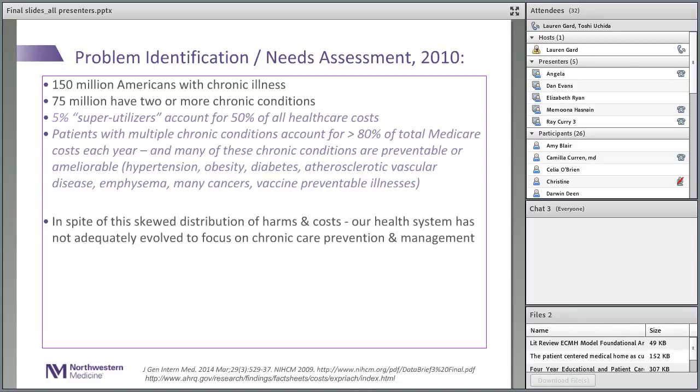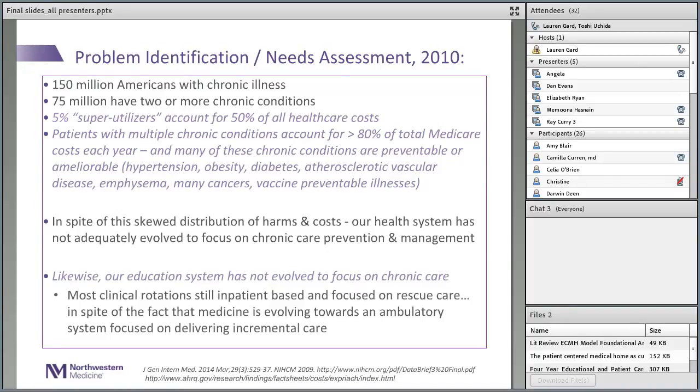And in spite of this incredibly skewed distribution of medical resources towards chronic care, certainly our care delivery system has yet to completely catch up with this, and medical education-wise, I would argue we're a decade behind. We have not evolved our medical education structure to address chronic care, which is what all of our graduates are going to be focusing on in their careers.